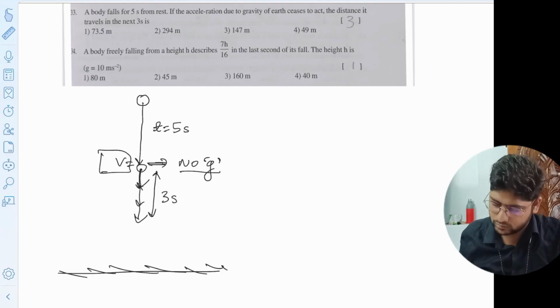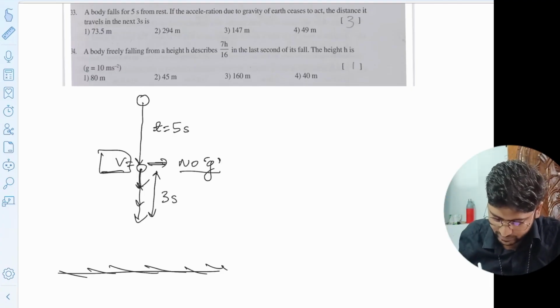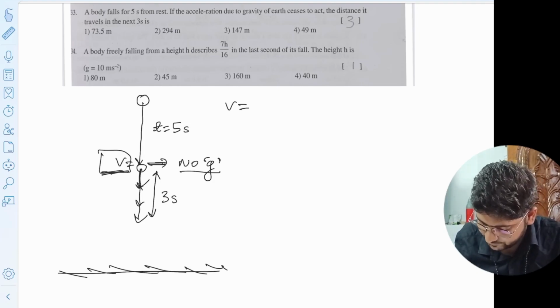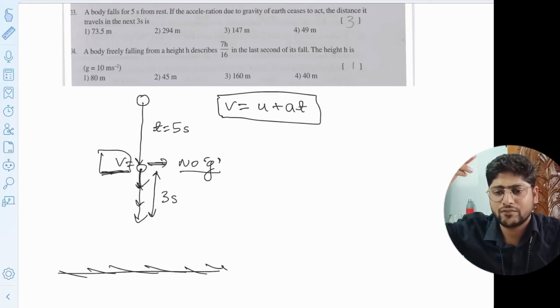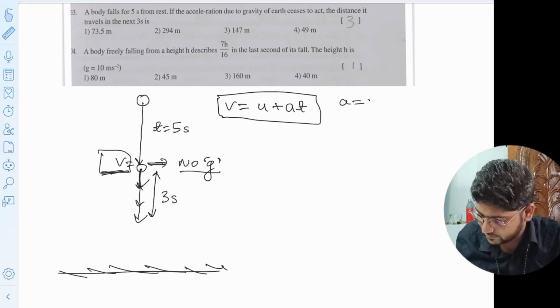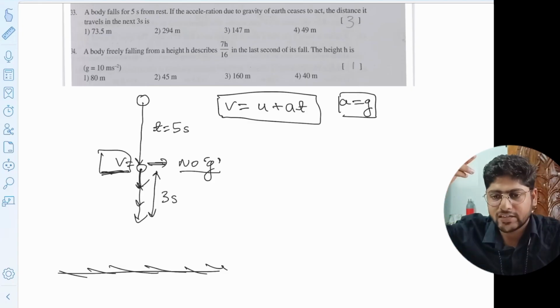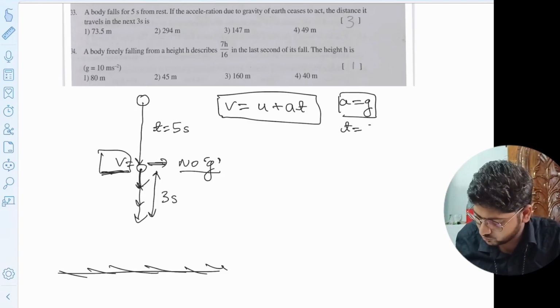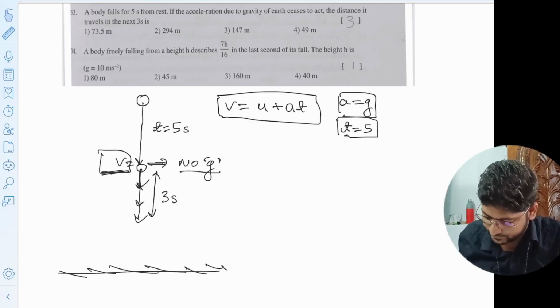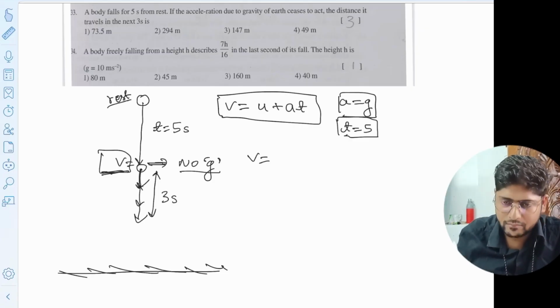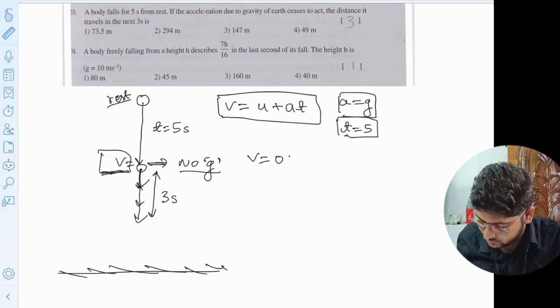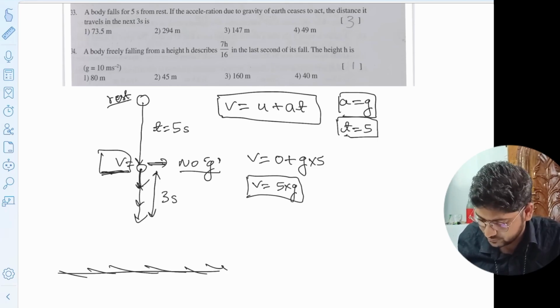Now final velocity V equals U plus AT. For the 5-second period, acceleration is G, and time T equals 5 seconds. So apply this: final velocity V equals initial velocity, which is 0 because it starts from rest when you drop, plus acceleration G into time 5. So V equals 5 into G. We got our velocity, 5 into G.